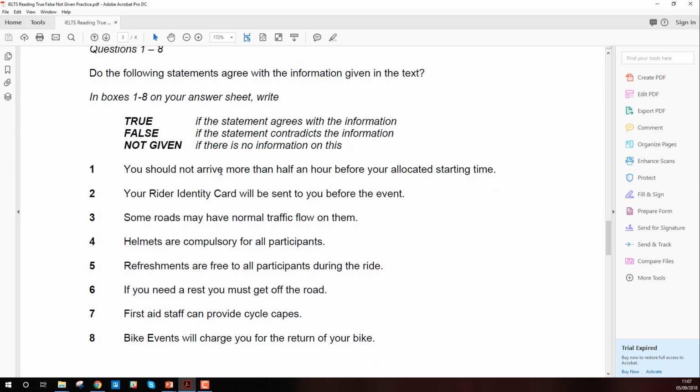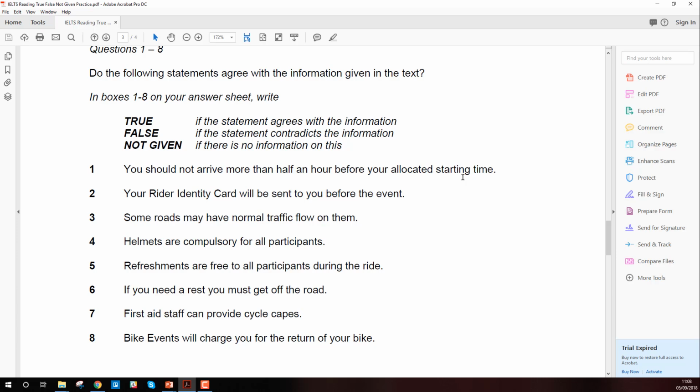Okay. So next we have to read each one of these and think about the meaning. You should not arrive more than half an hour before your allocated starting time. So basically what that's saying is don't be too early, okay? Don't be there more than 30 minutes before your starting time. Your rider identity card will be sent to you before the event. Okay, so it's some sort of identity card and it will be sent to us before then. Pretty straightforward.